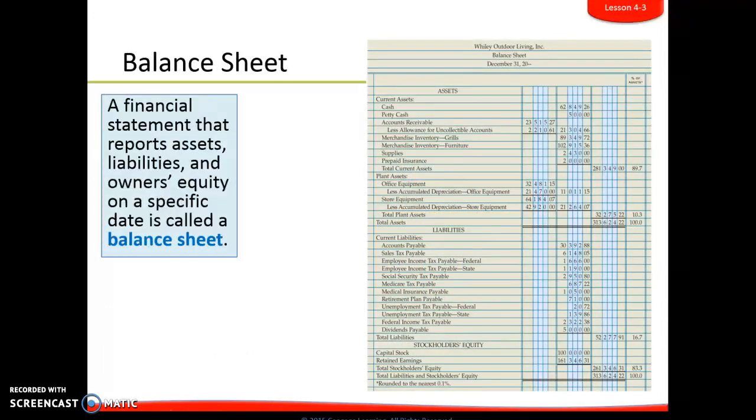Okay, then we have a balance sheet. A balance sheet is a financial statement that reports assets, liabilities, and owner's equity on a specific date. Remember, our balance sheet really shows our accounting equation, that assets equal liabilities plus owner's equity.